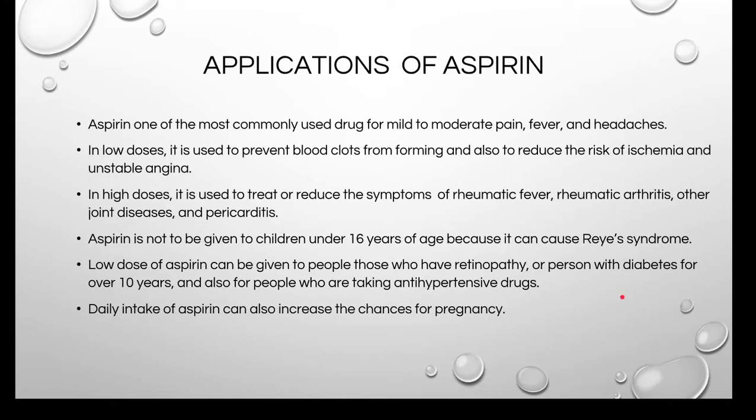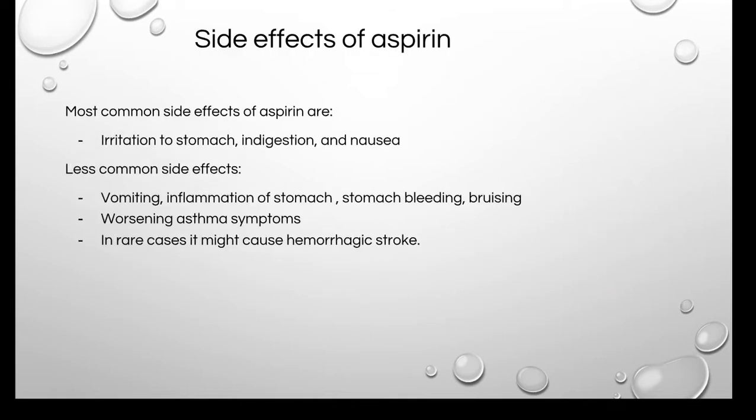Aspirin shouldn't be given to children under the age of 16 because it can cause Reye's syndrome. Low doses of aspirin can be given to people with retinopathy or diabetes to help treat symptoms, and also for people who are taking antihypertensive drugs, which stop high blood pressure. Taking aspirin daily can also increase the chances for pregnancy.